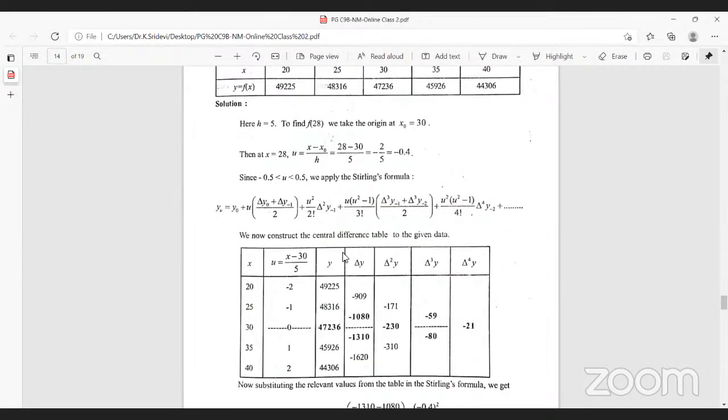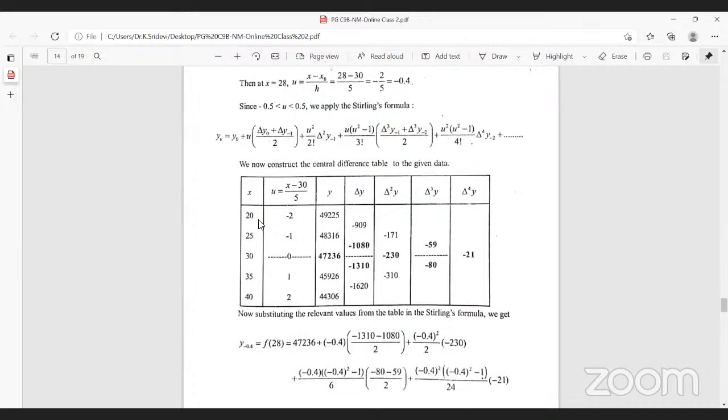Now we construct the table for the given tabular values, x values and y values. According to these x values, find out the u value. So x is equal to 20, take this one, 20 minus 30 by 5, that is minus 2, like this.